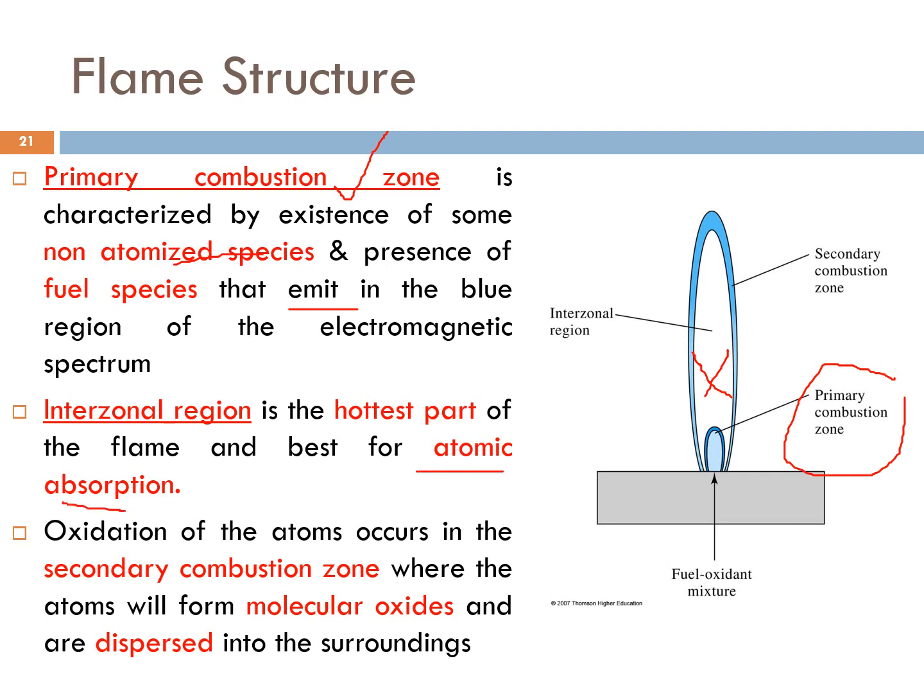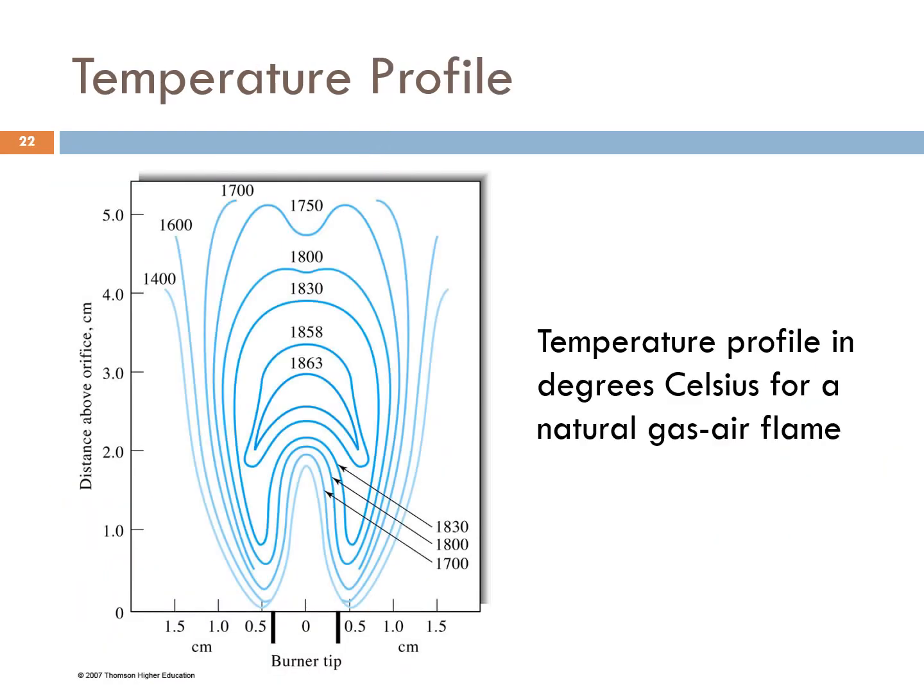Kenapa? Sebab dekat interzonal region ni dia rich in free atoms, so that's why it provides the best location for measuring atomic absorption. Okay, then the secondary combustion zone dekat luar ni, atoms akan form molecular oxide and are dispersed into the surrounding. Atom tu boleh form molecular oxide dengan oksigen dalam flame ni. Okay, so this is the temperature profile. Okay, the temperature profile macam korang tengok tadi, yang kat tengah tu adalah yang paling hottest zone lah. Okay, ni temperature dia lah.